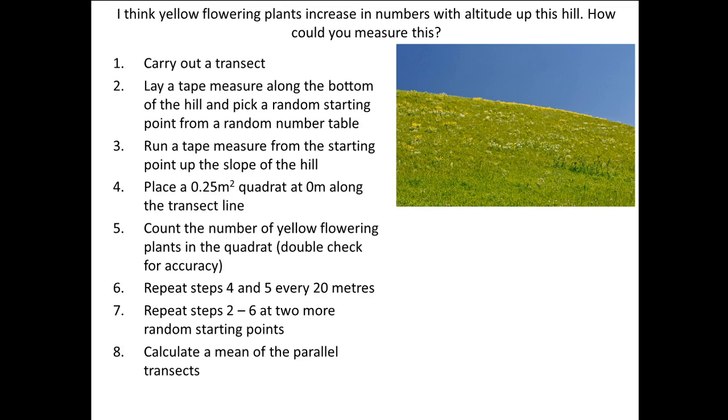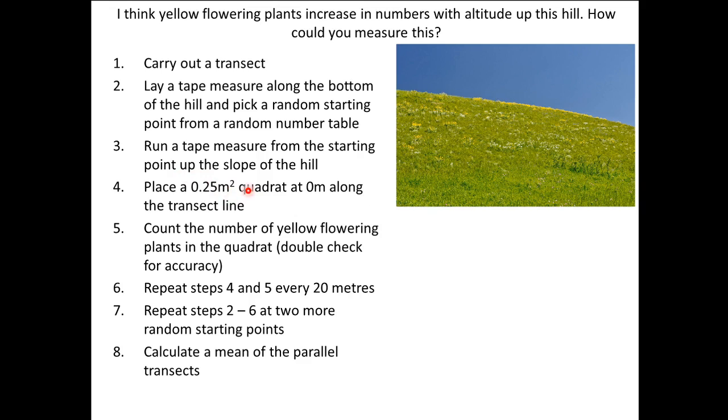We do something called a transect, where we lay a tape measure along the bottom of the hill and we pick a random starting point. So my first tape measure runs along the bottom here. Then I use a random number table and I pick a random start point, say 3. So I'm going to start at meter 3 here. Then we run a tape measure from the starting point up the slope. So I then go up the slope with a tape measure. Okay, up is important. You have to give a direction when you do a transect.